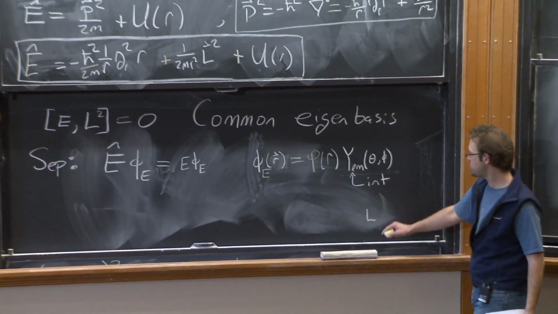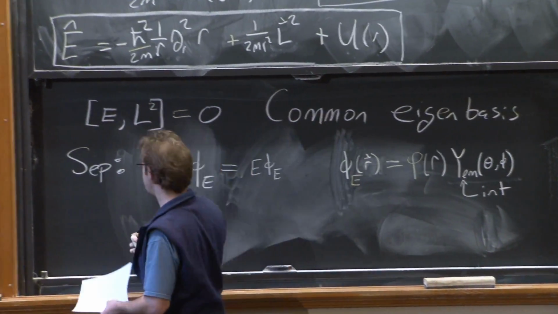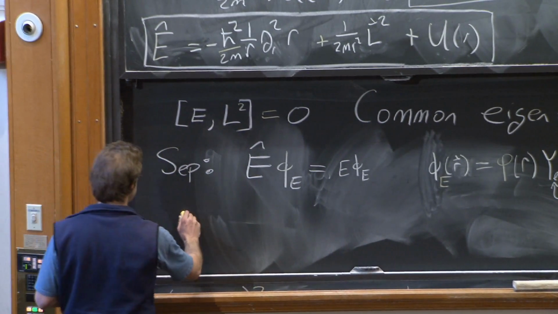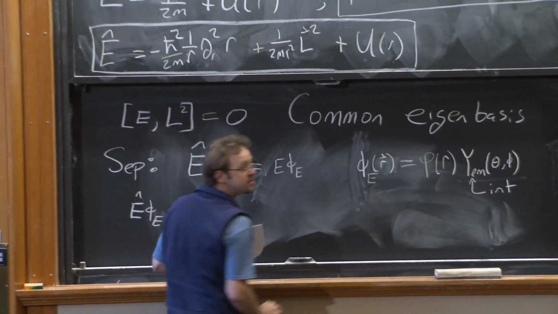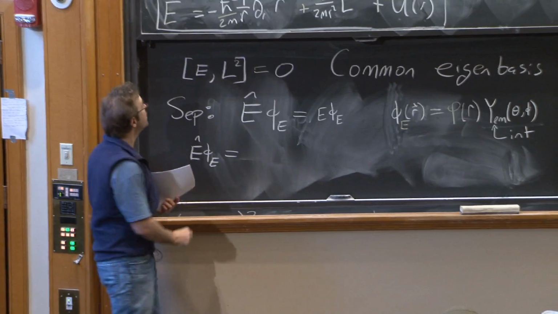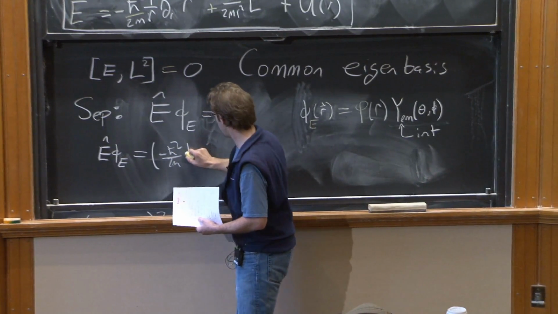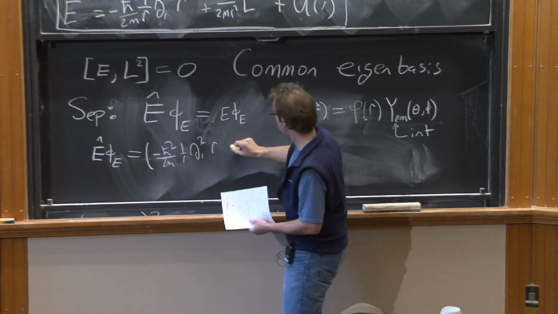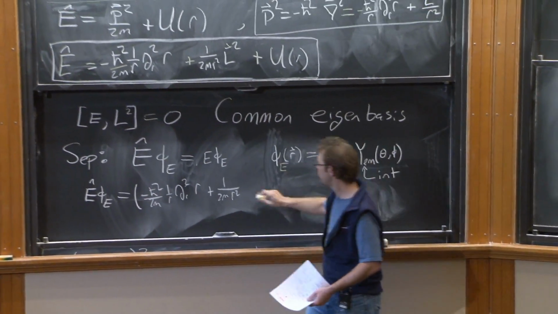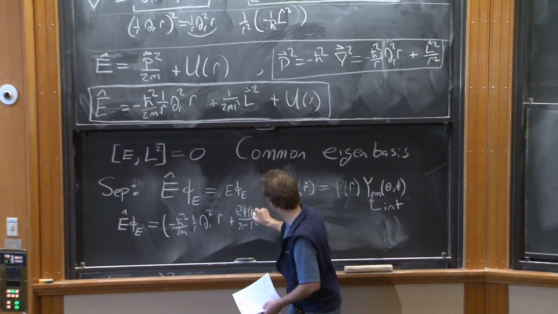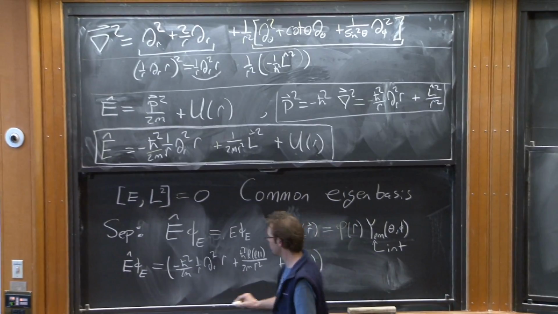So let's use this separation of variables. And what does that give us? Well, L squared acting on Y_LM gives us h bar squared l(l plus 1). So this tells us that E acting on phi E takes a particularly simple form. If phi E is proportional to a spherical harmonic, then this is going to take the form minus h bar squared upon 2m, 1 over r dr squared r, plus 1 over 2m r squared L squared, but L squared acting on the Y_LM gives us h bar squared l(l plus 1), which is just a constant over r squared, plus u of r, acting on phi E.